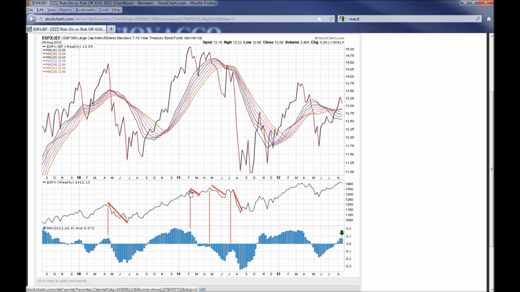Here's another stock market peak in early 2011. I believe it was early February.